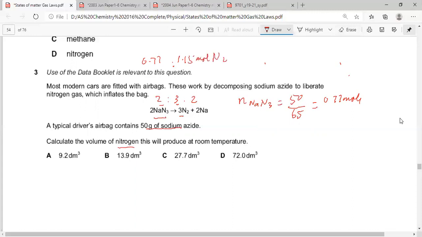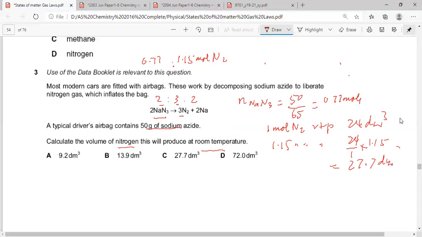Very simple, at room temperature and pressure, RTP. 1 mole of gas at RTP occupies 24 dm cube. So 1.15 moles, 24 times 1.15 is equal to 27.7 dm cube, which is C.